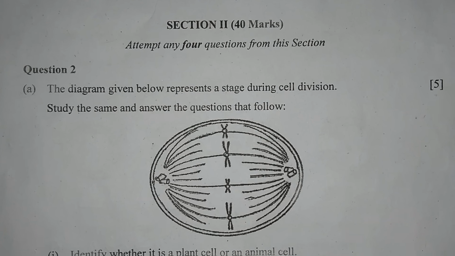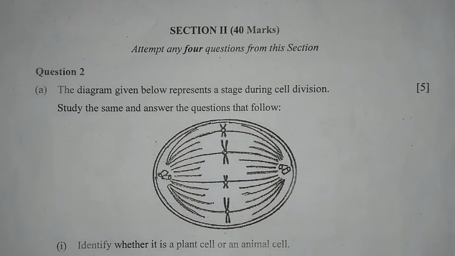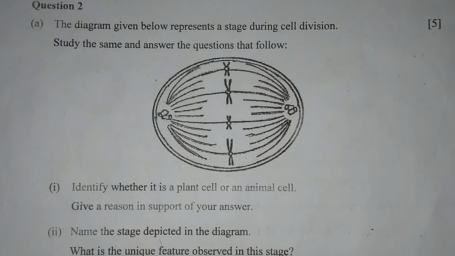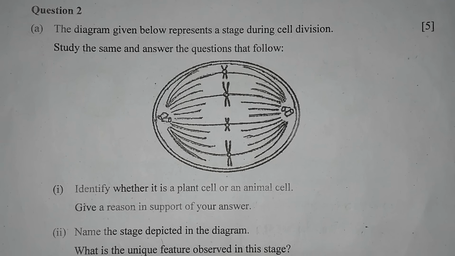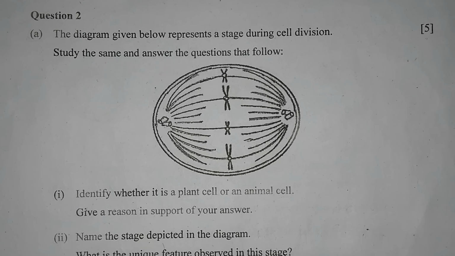Section 2, 40 marks. You have to attempt any 4 questions, but I am going to solve all 6 for you. Question 2a. The diagram given below represents a stage during cell division. You have to study the same and answer the questions that follow. Number 1. Identify whether it is a plant cell or an animal cell.